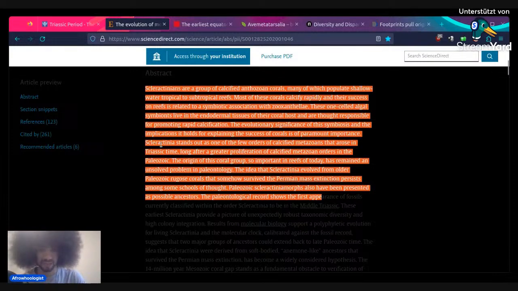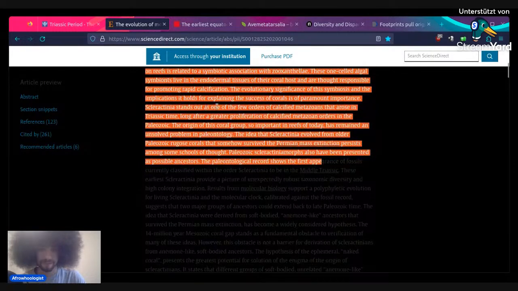The evolutionary significance of the symbiosis and the implications it holds for explaining the success of corals is of paramount importance. Scleractinia stands out as one of the few orders of calcified metazoans that arose in the Triassic time, long after a greater proliferation of calcified metazoan orders in the Paleozoic. The origin of this coral group, so important to reefs today, has remained an unsolved problem in paleontology.